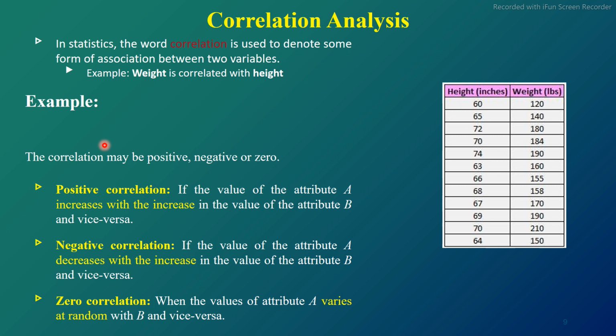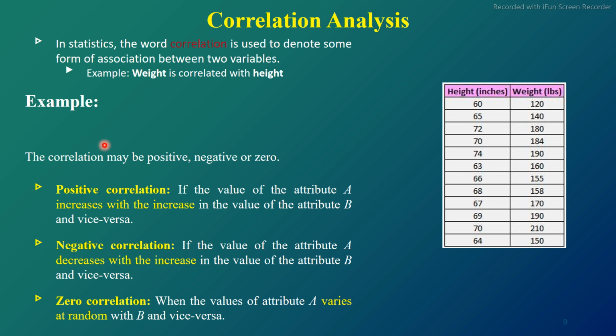So coming to this correlation analysis, there are some different correlations: positive, negative, and something called zero correlation. As I already told you, take height and weight. If you plot the graph between height and weight, you will see a kind of positive correlation. They are highly correlated.